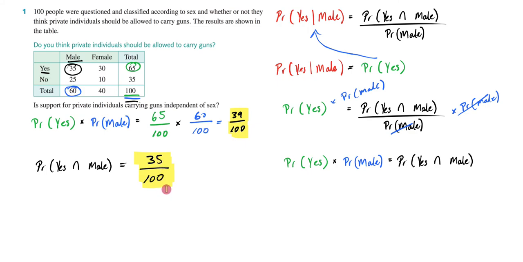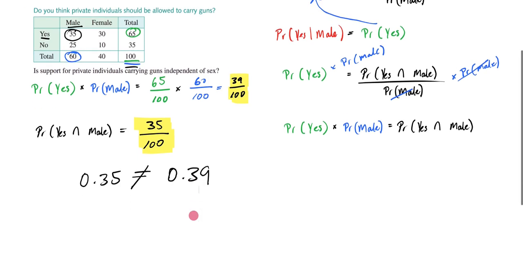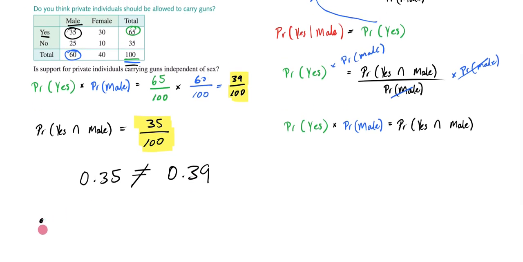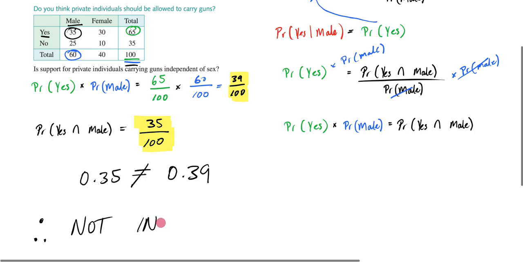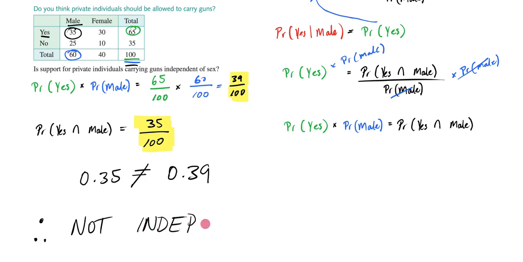Now, if these events are independent, these two things should have been equal to one another. But hopefully you all know that if I was to write these as decimals, 0.35 is not equal to 0.39. They're not equal to each other. So my very last statement is going to be: therefore not independent. Oops, if I can spell. Independent. Lucky this is maths and not English class.